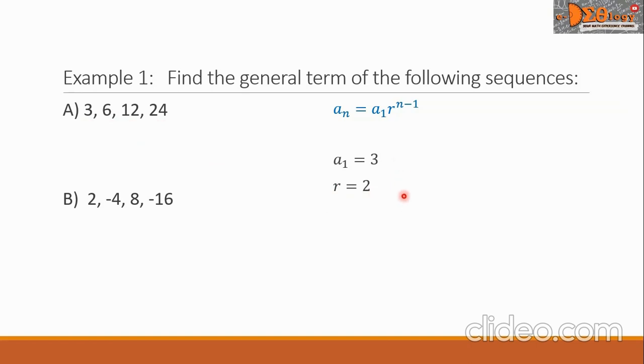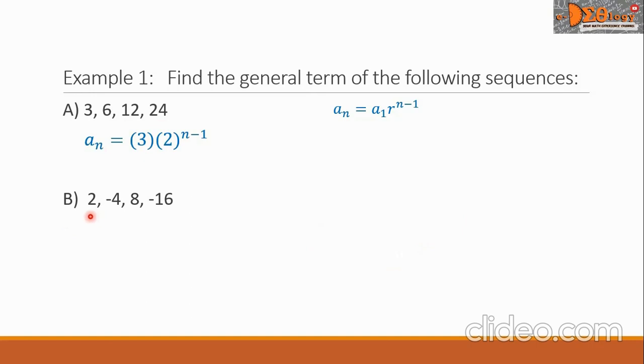Substituting now these values to our formula, we have a sub n equals, the a sub 1 is now 3, times the common ratio r, which now becomes 2, raised to the power n minus 1. So this is now our answer, and we will copy this below problem A. Let us proceed with problem B.